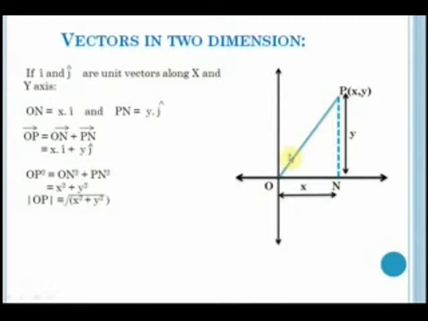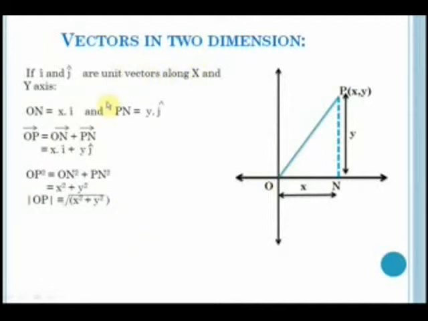Now if we want to find out the magnitude of OP, let us consider this triangle. This is a right angle triangle, and hence ON square plus PN square would be equal to OP square. Now ON square is nothing but x square, and PN square is equal to y square. Thus OP would be equal to under root of x square plus y square, and OP is nothing but the magnitude of the vector OP. Hence the magnitude of OP would be equal to under root of x square plus y square.